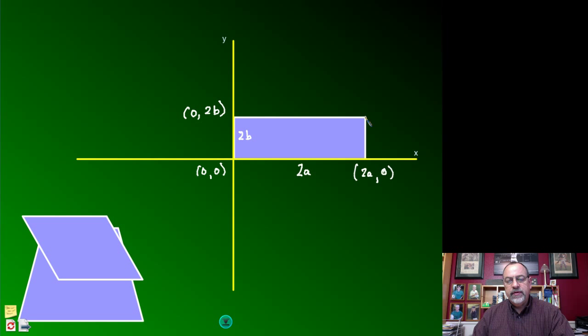Now I can determine the coordinate of this point by taking the length of this side, 2a from the origin, and then I go up how far? 2b. So I can list the coordinates in that way, and then again I have some coordinates where I could use those other formulas that I'm used to using.